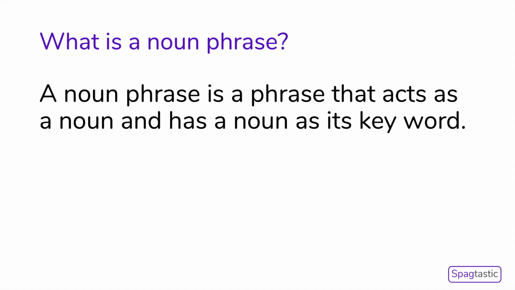A noun phrase is a phrase that acts as a noun and has a noun as its key word. Remember that a phrase is a group of words that doesn't have a verb. For example, the key and a fridge are noun phrases, as key and fridge are both nouns.